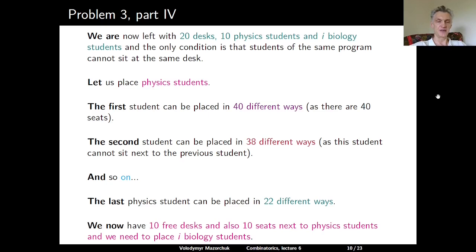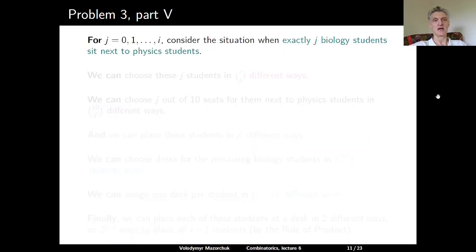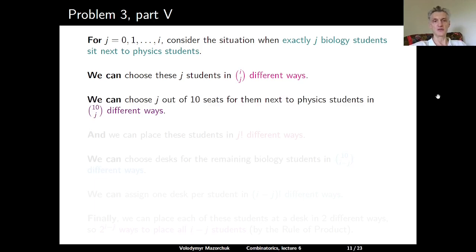We now have 10 free desks and 10 seats next to physics students, and we need to place i biology students here. For j between 0 and i, consider the situation when exactly j biology students sit next to physics students. We can choose these j students in i choose j different ways. We have i students, we need to choose j. We can choose j out of 10 seats which are next to physics students in 10 choose j different ways. And we can place j students onto these j seats in j factorial different ways.